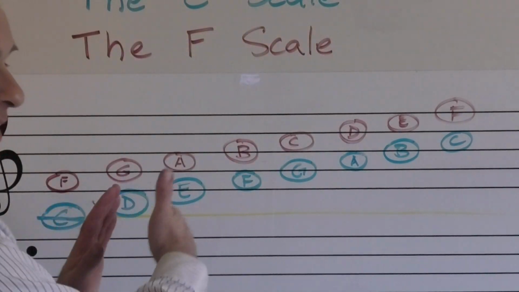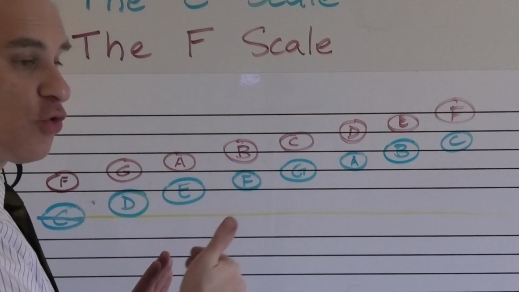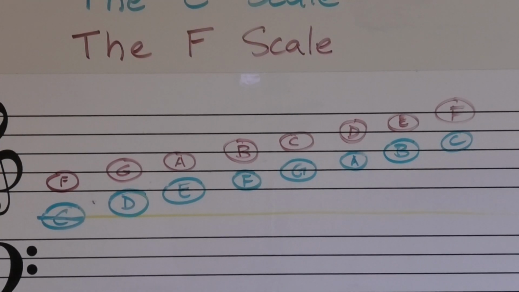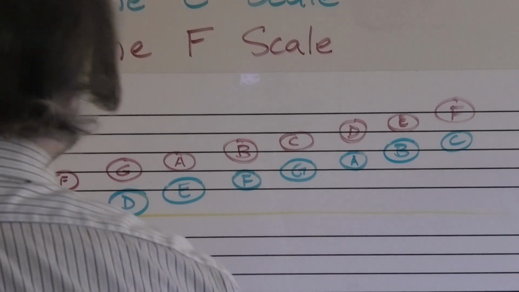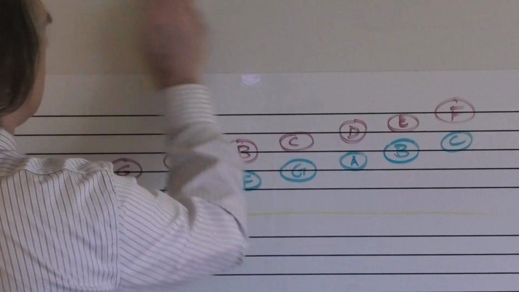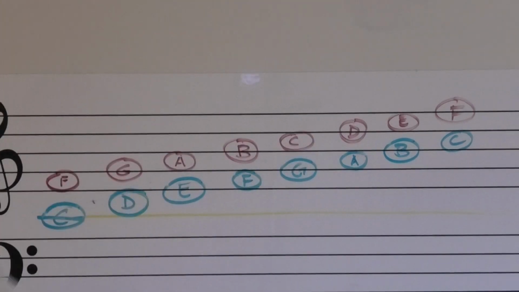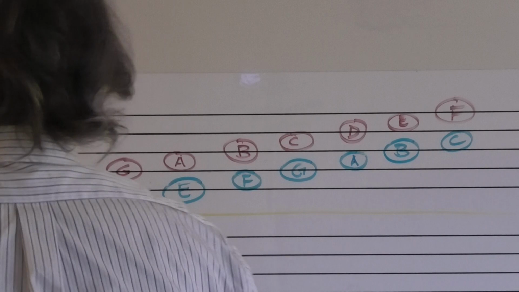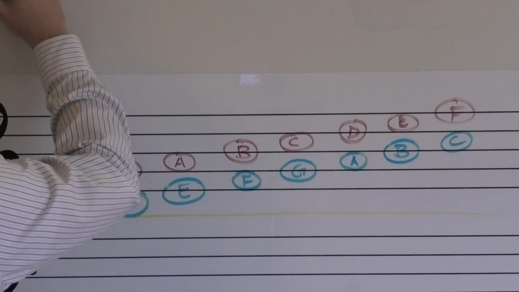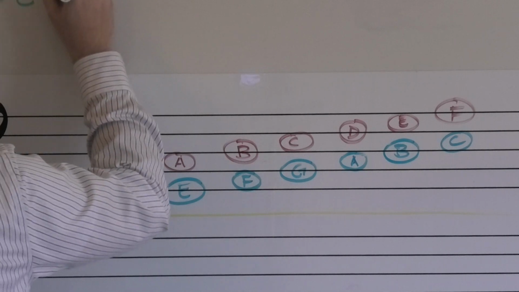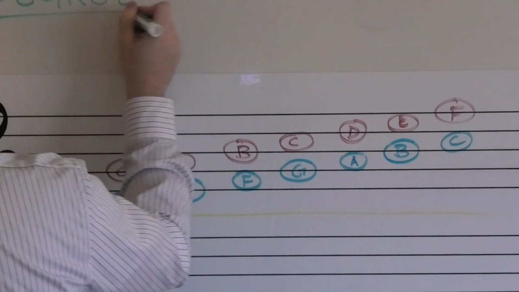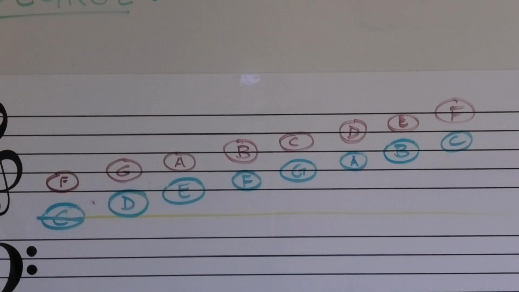Each of the notes in the scale is called a degree. Say degree. Degree. Let's write that down. Degree.